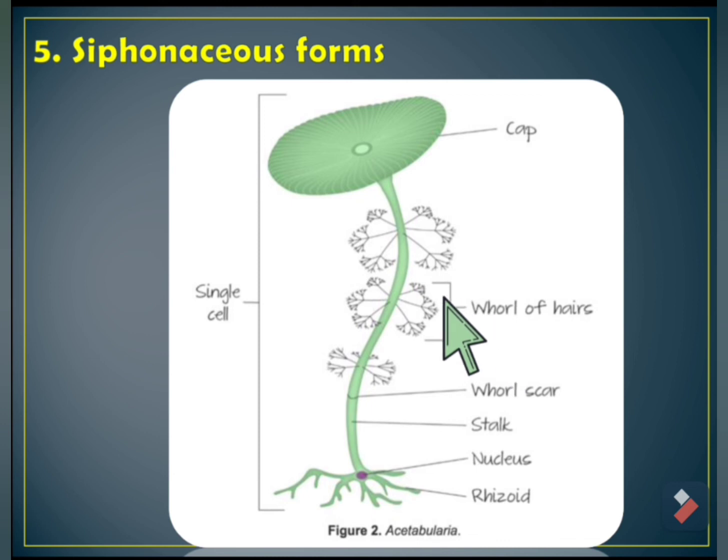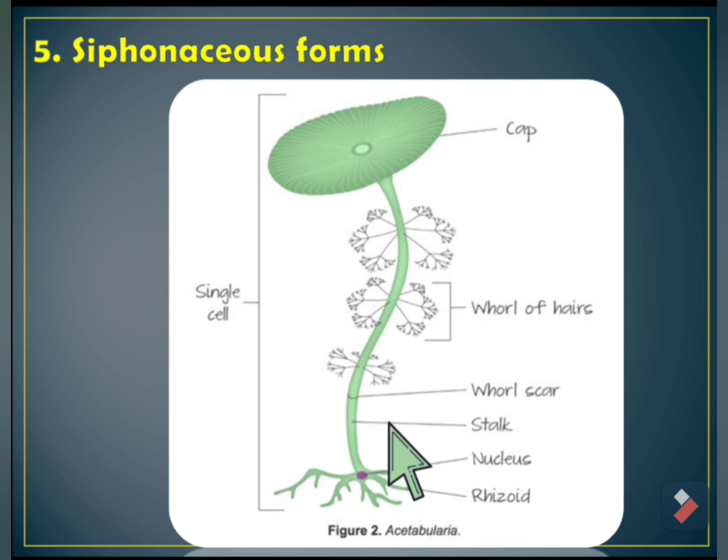So you can see, for example, in this case, there is no septation. There is no separation in the cells. The cell may be uninucleate or multinucleate, and it may be a sac-like or tubular structure, which is not divided into cells in the somatic phase.